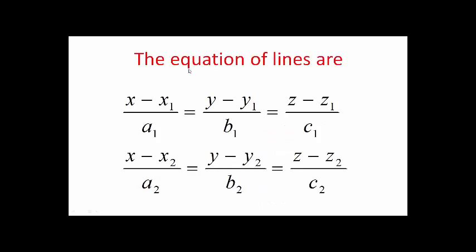Now, let the equation of lines be (x minus x1) upon a1 equal to (y minus y1) upon b1 equal to (z minus z1) upon c1. And the equation of the second line be (x minus x2) upon a2 equal to (y minus y2) upon b2 equal to (z minus z2) upon c2. These are the equations of the lines of which we have to find out the point of intersection.